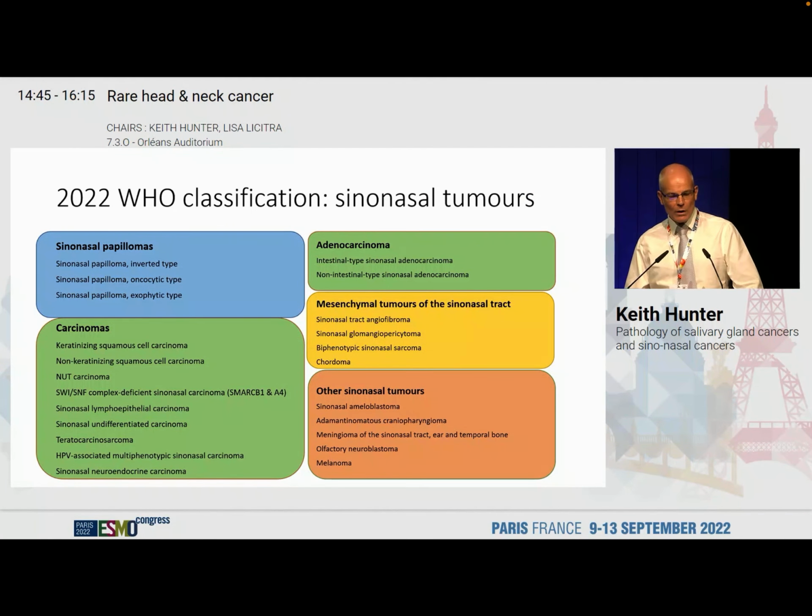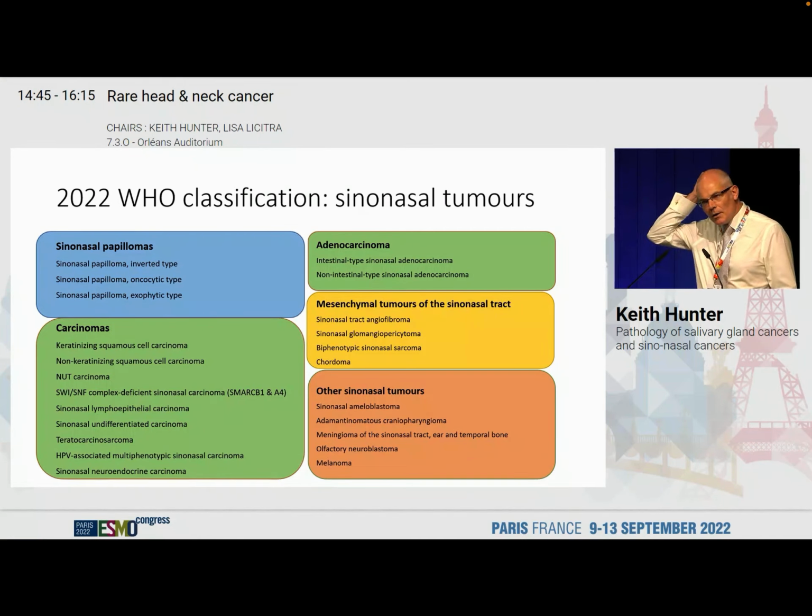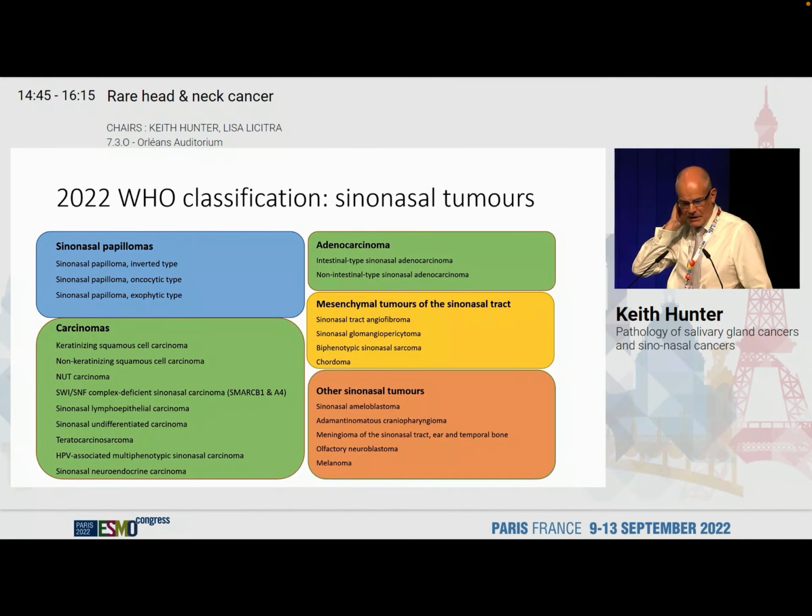And again, this is the 2022 classification of sinonasal tumours. It's not quite complete. I've taken some out because we would end up running this over 2 slides if I was to put the whole classification up.